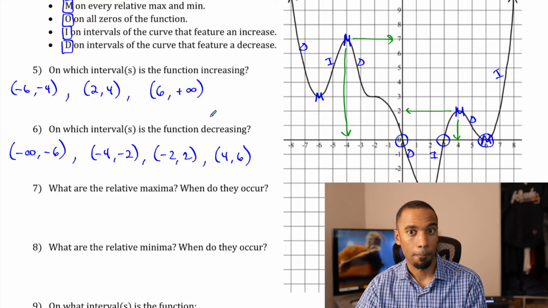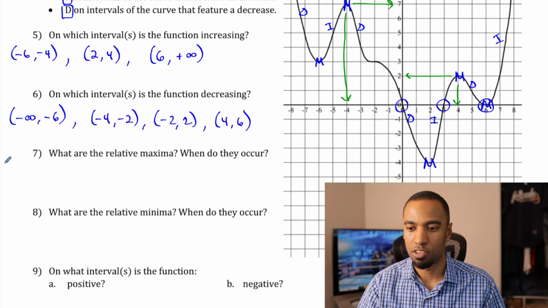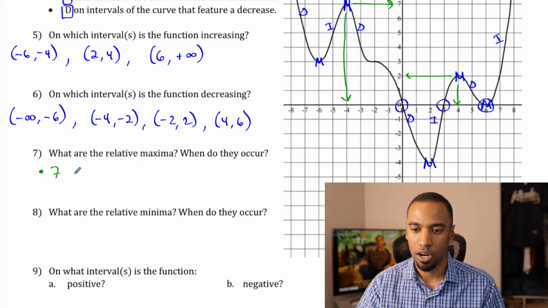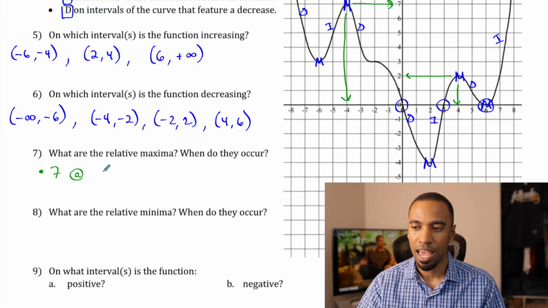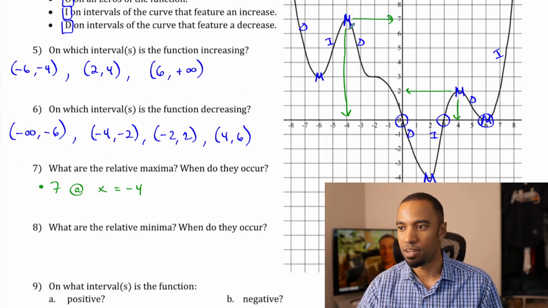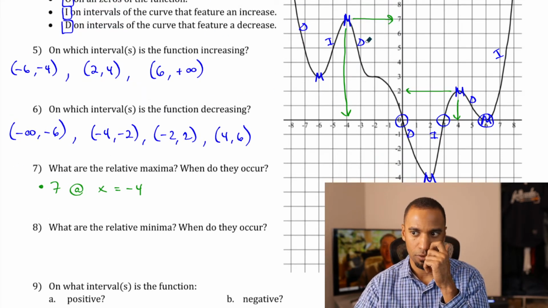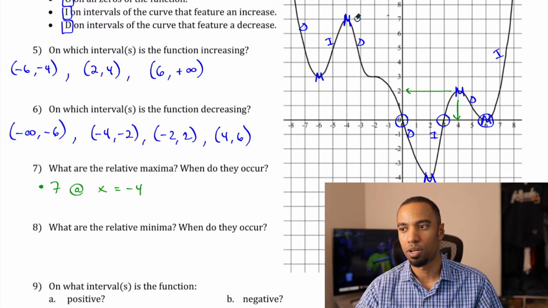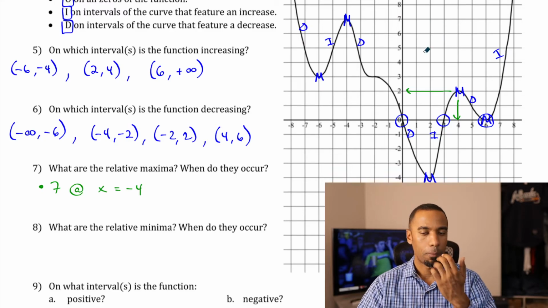So I'm going to write those out. Okay, what are the relative maxima? There is a relative maximum of 7, and when does it occur? It occurs at x equals negative 4. Again, the maximum is 7. It occurs at x equals negative 4. I know that's kind of confusing to people to hear, but because everyone understands money, the best way to explain it is in terms of money.